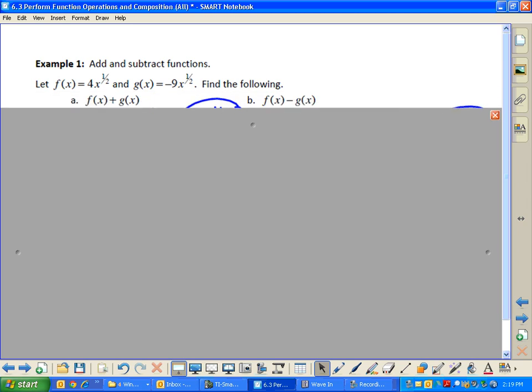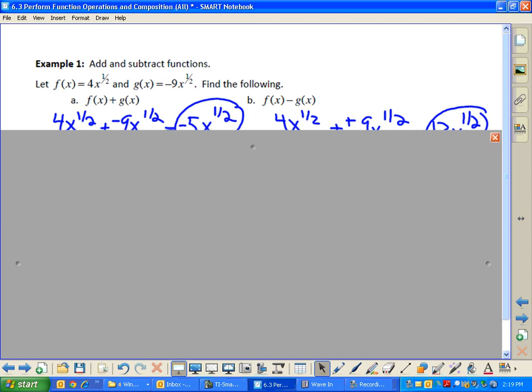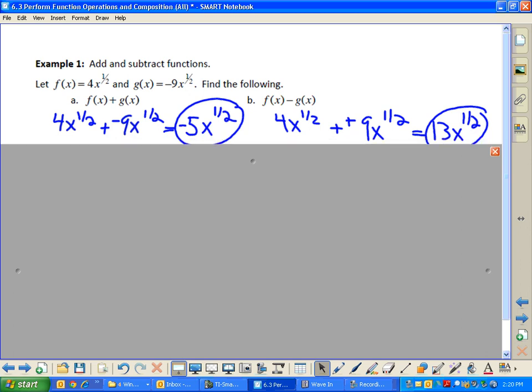If I want to add f of x and g of x together, I would take 4x to the 1/2 and add -9x to the 1/2 to it, and just combine your like terms. You get -5x to the 1/2, which you folks know is the same as -5 times the square root of x. And then if I wanted to find the difference between those two functions, I would do 4x to the 1/2 minus -9x to the 1/2, and you'd actually get 13x to the 1/2. Remember, that is the same as 13 times the square root of x.